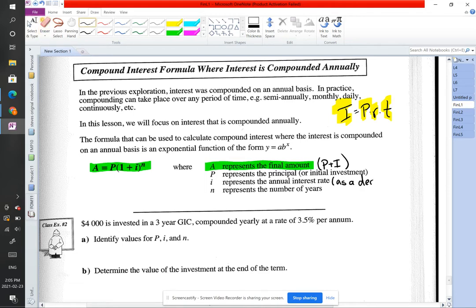And N represents the compounding periods or the number of years. The reason that I don't like that it says number of years is because if it's compounded yearly, then it is number of years. But if it's compounded monthly, it's not going to be number of years. But we'll talk more about that later in the unit.